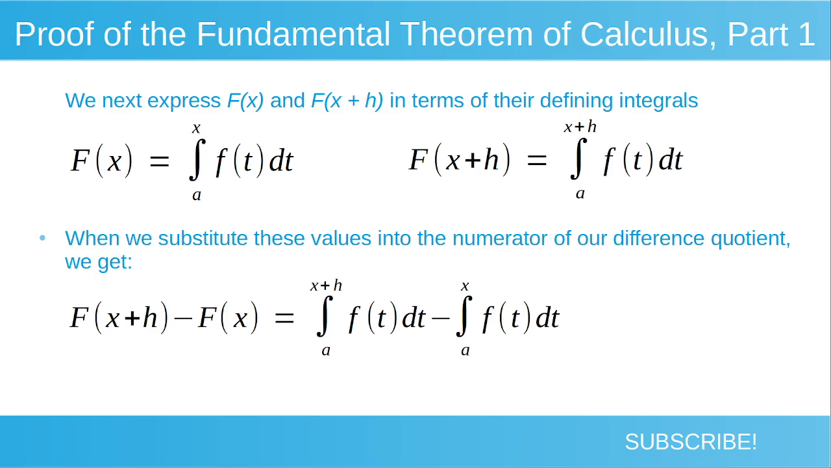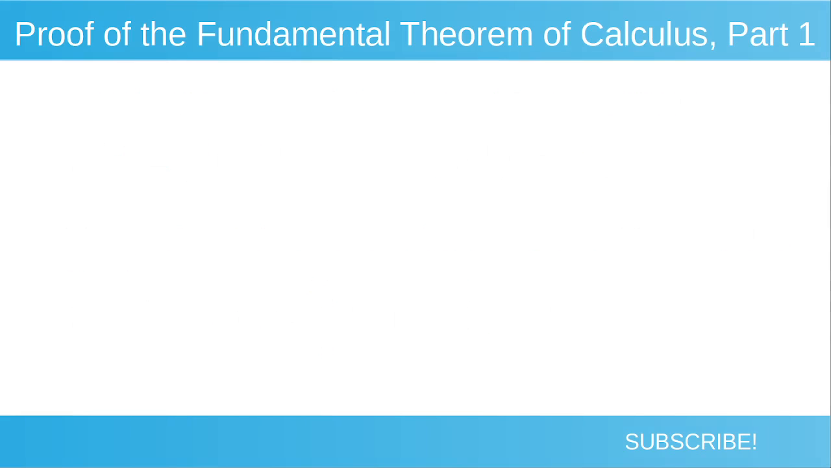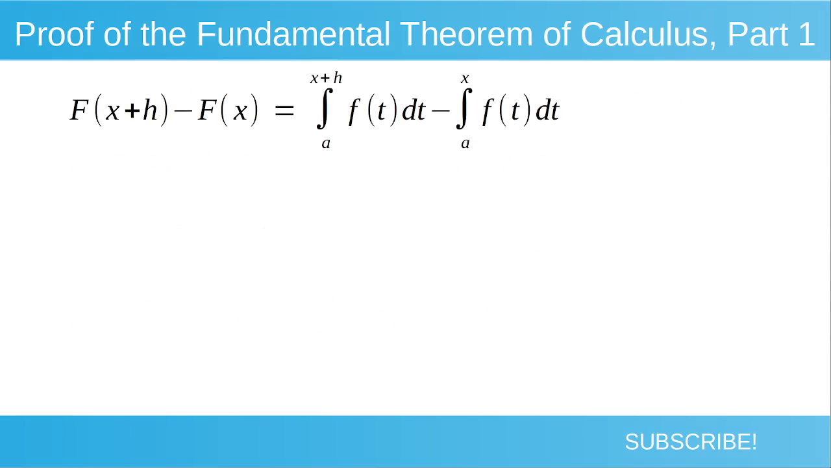So what we've done here is we've replaced capital F of x plus h with the integral from the top right hand of the screen, and we've replaced capital F of x with the integral from the top left hand side of the screen. So we have the numerator of our difference quotient expressed as the difference of these two integrals.